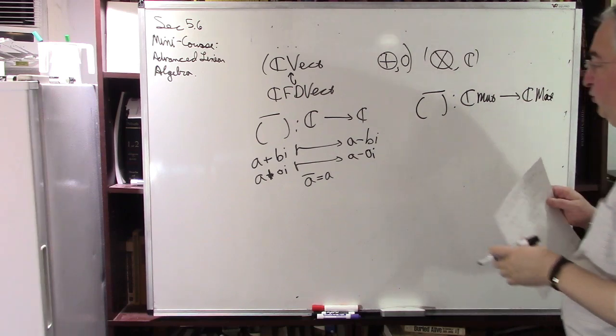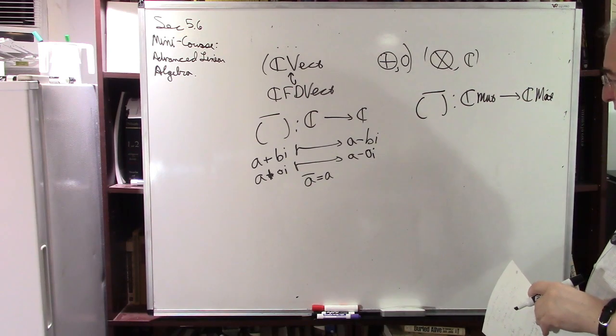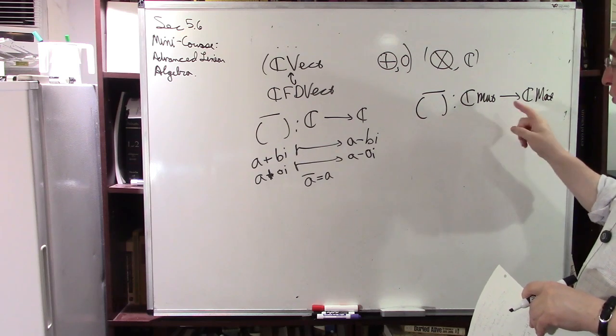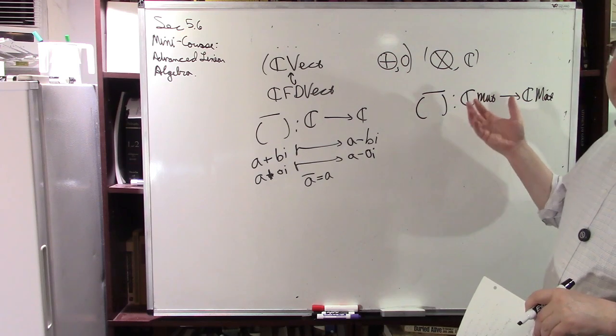Let's just remember what this category is. The objects are natural numbers, and the morphisms from one natural number to another natural number are complex matrices.